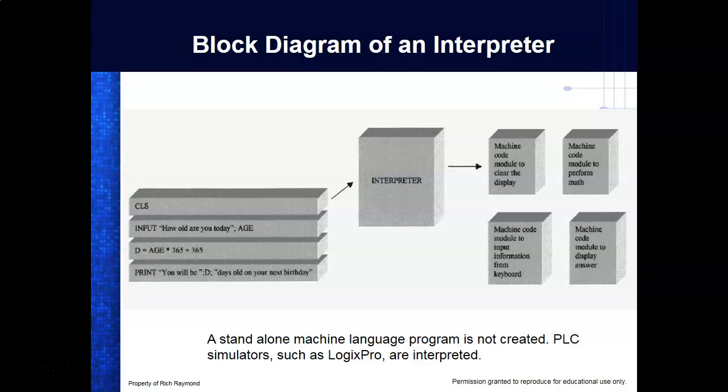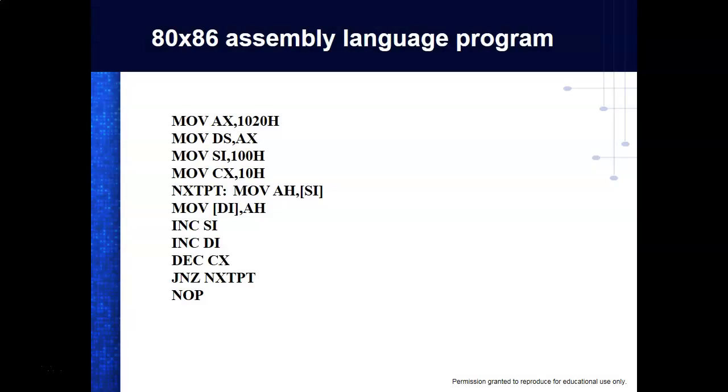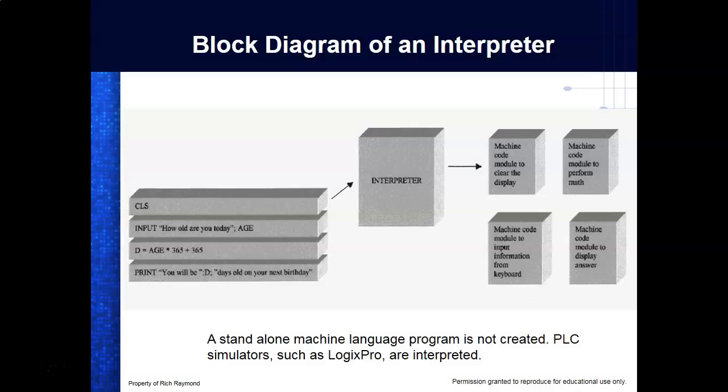So this is basically an interpreter. We have our program written in a high-level language. What I've done is this would be BASIC, by the way. I start off with the program: CLS, clear screen. Input means I want to get something from my keyboard. D is where we're going to do math, and then print is going to send something to my display.